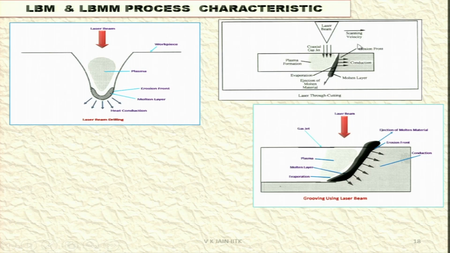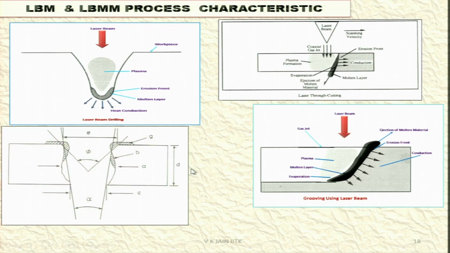This is another way: laser beam is there, scanning is in this direction, then conduction of the heat, molten layer is there, ejection of molten material, that is over here, and some evaporation takes place. This is a little important one. You can see the characteristics of the machined hole by laser beam micromachining.